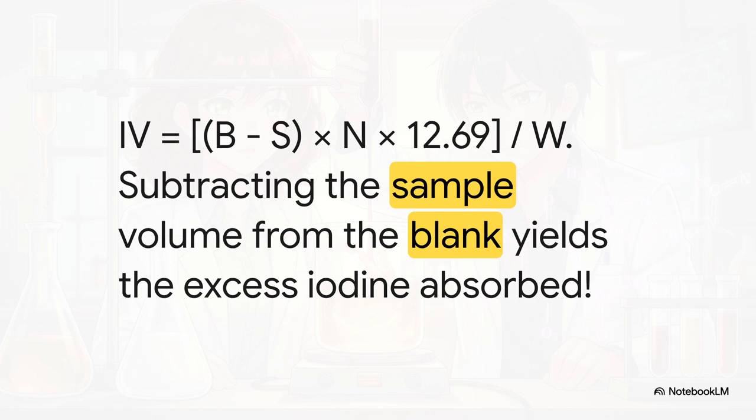Wait, what's the blank? Well, a blank determination is a test run at the exact same time using all the reagents, just without the oil. By subtracting the sample's titration volume from the blank's, we figure out the exact amount of excess iodine that was absorbed by the double bonds. It really is a beautiful piece of mathematical chemistry.